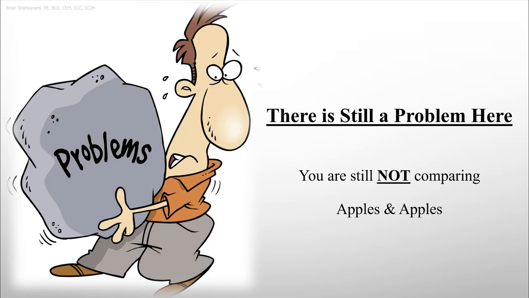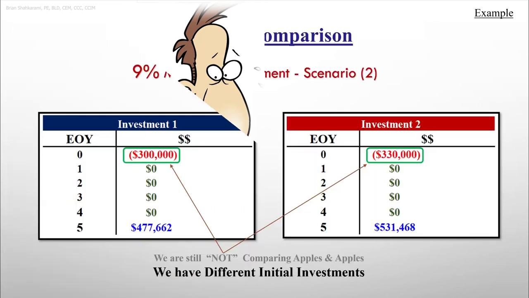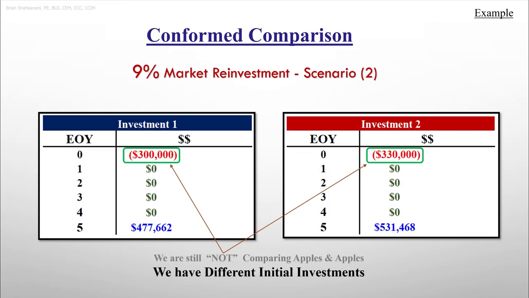But we still have a problem here because we are still not comparing apples and apples. We are still comparing apples and oranges. Why? Our initial investments are different. Investment 2 has a $30,000 higher initial investment, hence apples and oranges. To resolve this issue, we have to consider our problem differently. We have to look at it differently. We have to change our perspective.